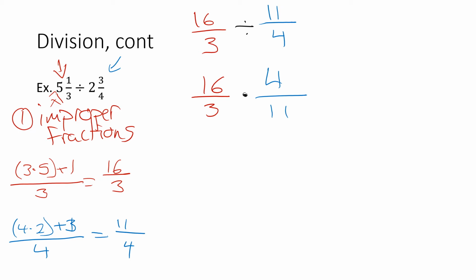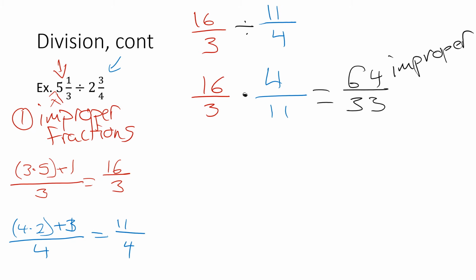Now we can multiply, just like it was a regular multiplication problem. So we start with 16 times 4, which is 64. And then 3 times 11 is 33. Now, we're not done yet. Remember our two big questions that we need to ask after we finish any math problem, any fractions problem. First question, is our answer proper or improper? And this fraction is definitely improper because the top is bigger than the bottom.